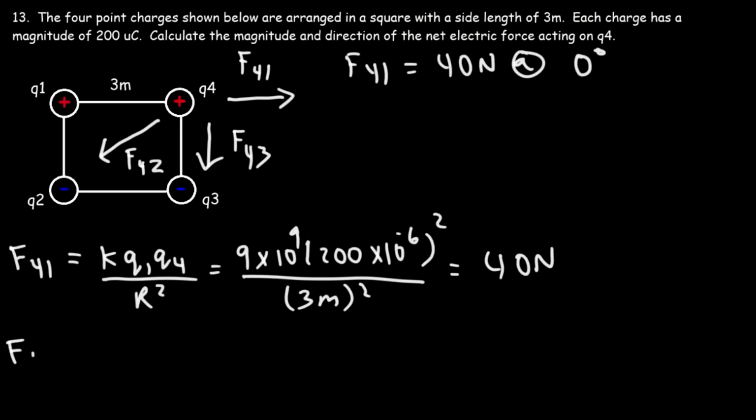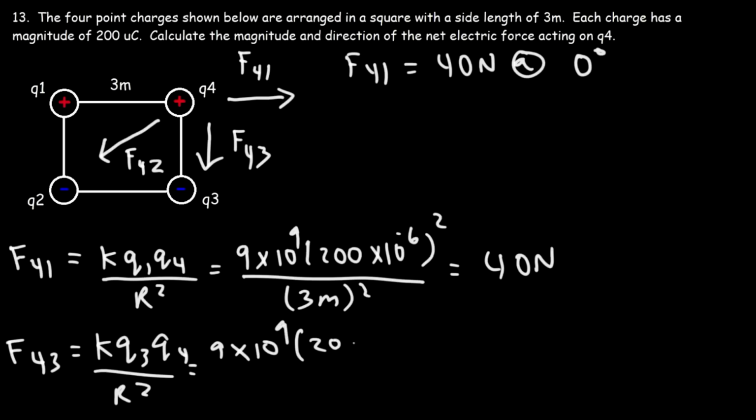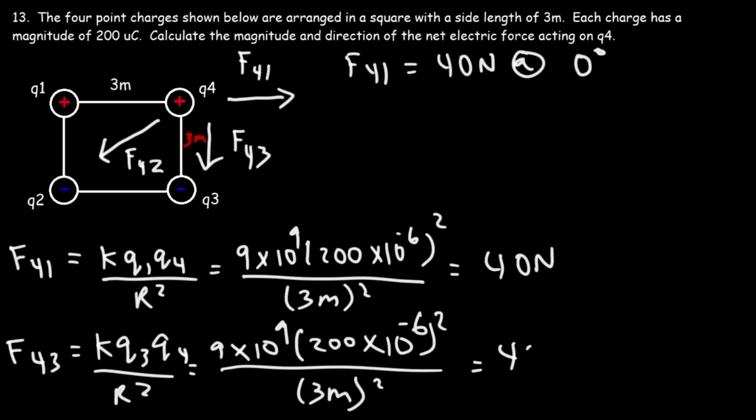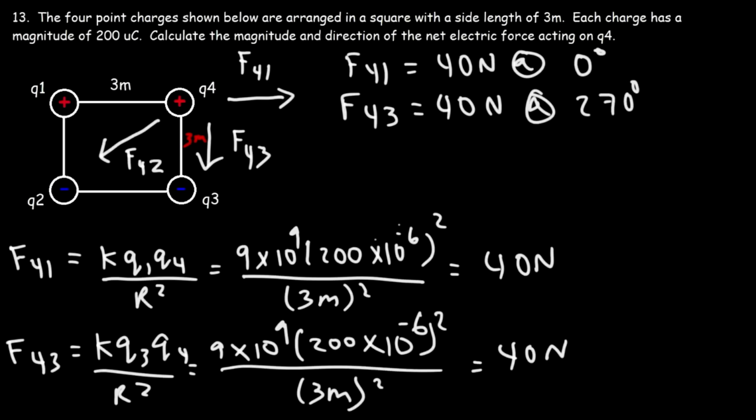Now let's move on to the next one, F43. So that's going to be K Q3 times Q4 over R squared. So K is the same. Q3 times Q4, that's not going to change. It's 200 times 10 to the minus 6 squared. Now, we're dealing with a square, so the distance between Q3 and Q4 is still 3 meters. So the math will still be the same. The only difference is the direction. So this force vector has a magnitude of 40 newtons at an angle of 270 degrees. Now let's go ahead and calculate the other force vector.